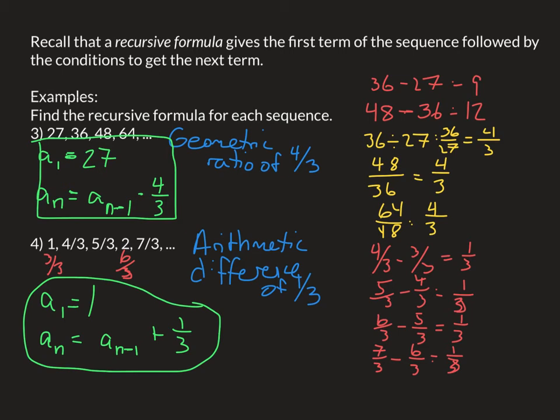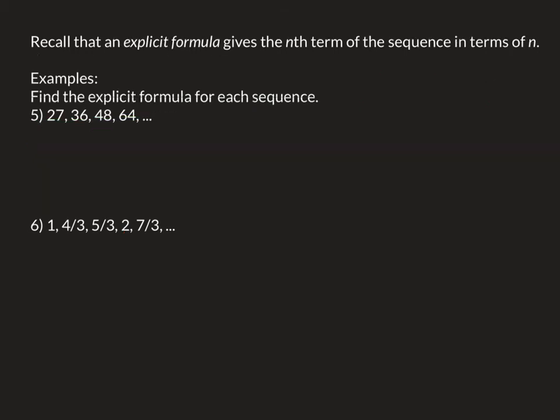All right, let's look at the explicit version. In the explicit version, we give the nth term of the sequence in terms of n itself. So I have the exact same sequences as before. If you recall, number 5, this was a geometric sequence. We saw it in number 3. Its common ratio was 4/3.